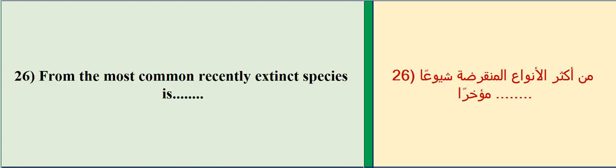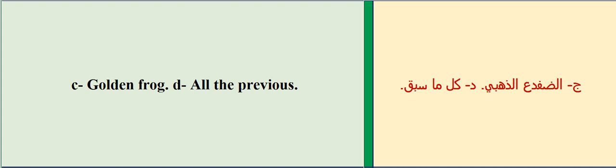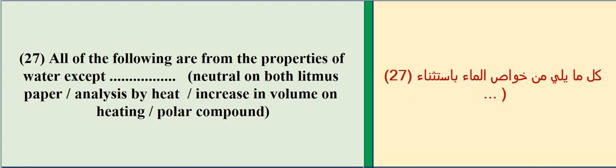26. From the most common recently extinct species is A. Dodo bird. B. Quagga. C. Golden frog. D. All the previous. 27. All of the following are from the properties of water except neutral on both litmus paper / decomposition by heat / increase in volume on heating / polar compound.